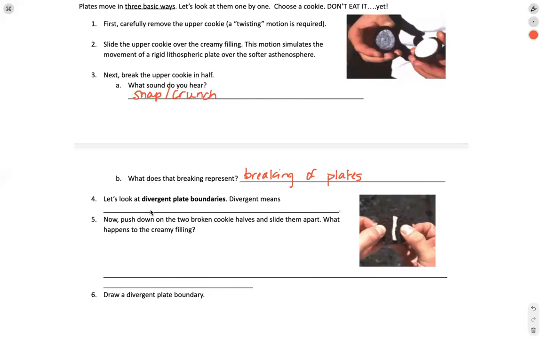Right, and let's look at divergent plate boundaries. Divergent means that the plates are pulling away from each other in opposite directions.